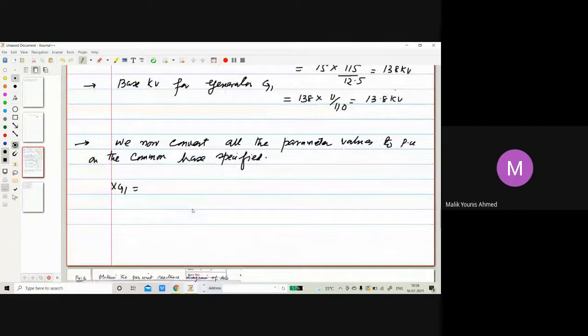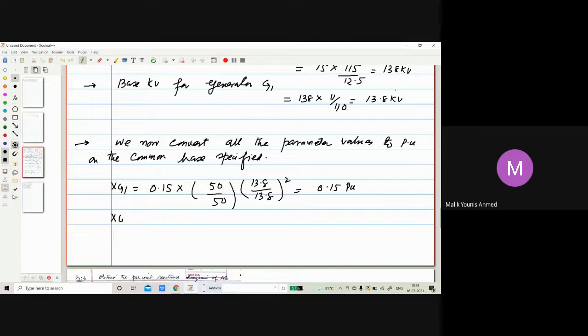So I will write down for you. This is 0.15 multiplied by S base new. I'm not writing the formula again. S base new is 50. S base old is also 50 because we are in the generator one only. V base old 13.8, V base new 13.8 whole square, and the value comes out to be 0.15 per unit.